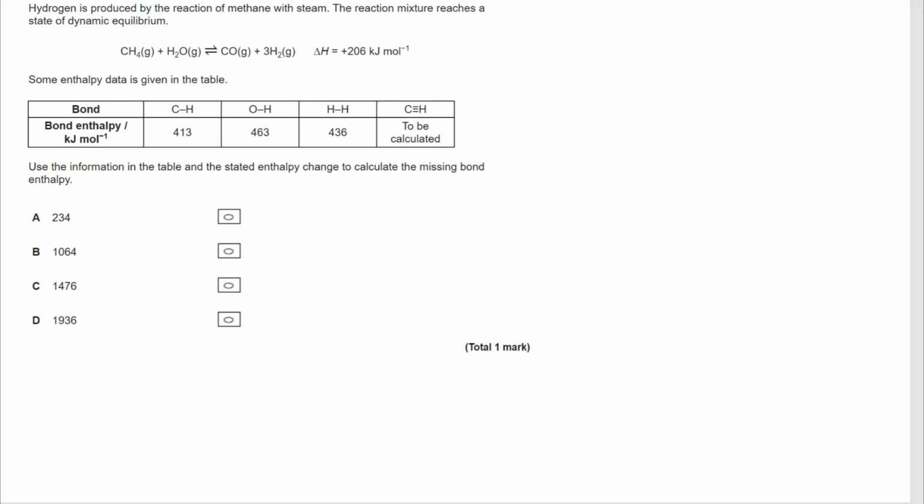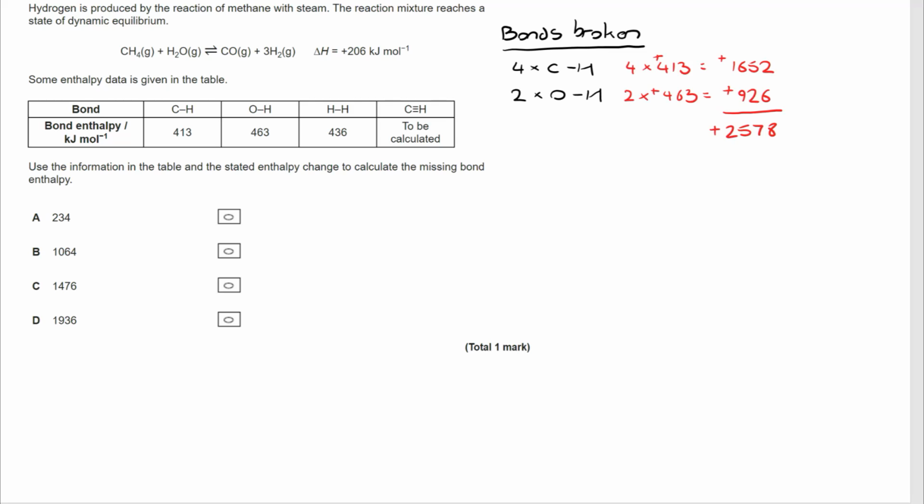And you can see here that we're working with bond enthalpies. So the first thing that I'm going to recommend is that you look at which bonds are actually being broken. And we've got 4 CHs and 2 OHs. From there, we can take the data from the table and we can multiply up. It's positive because it's endothermic, because bond breaking is an endothermic process. And we can see that my total energy for bonds broken is 2578, or more specifically plus 2578.